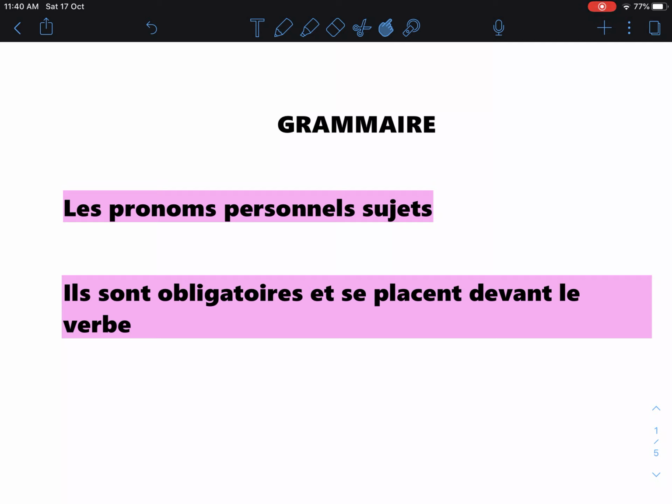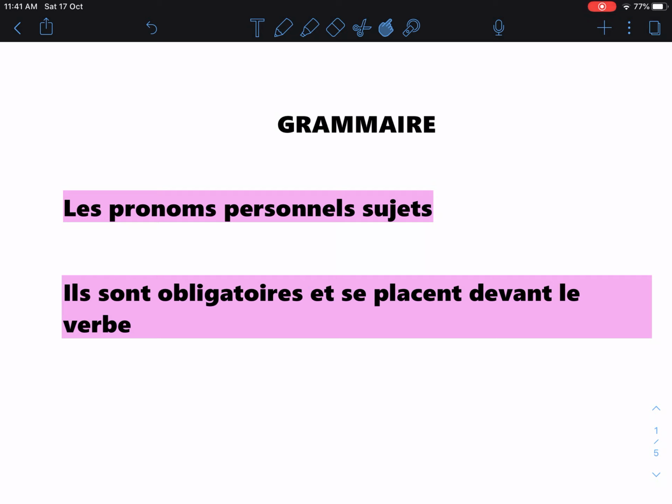Okay? Now, les pronoms personnels sujet. What are these? Can you give me an example? Well, if you don't know, it is like in English: I, you, he, she, they, etc. Okay? Now, ils sont obligatoires et se placent devant le verbe.